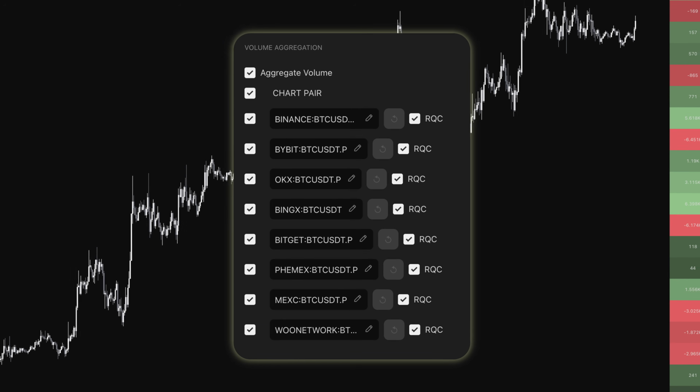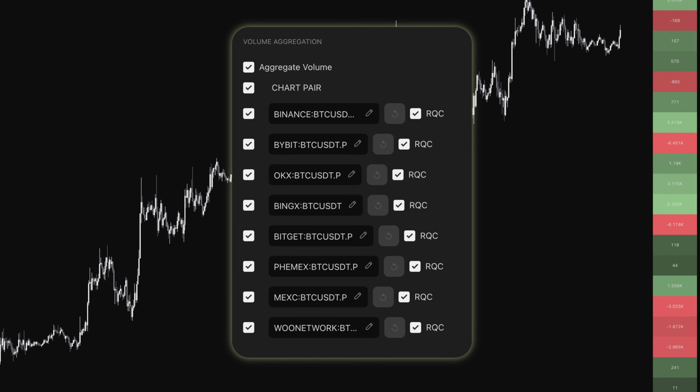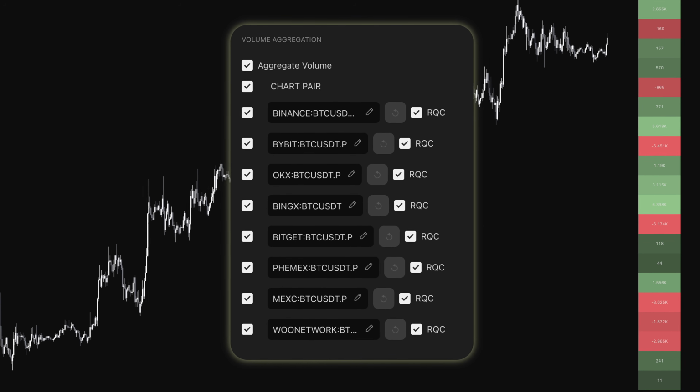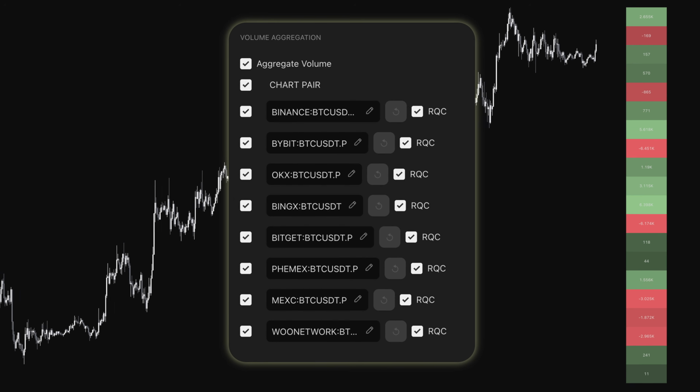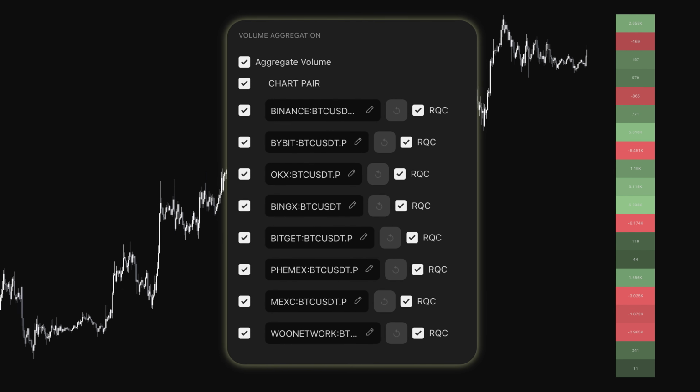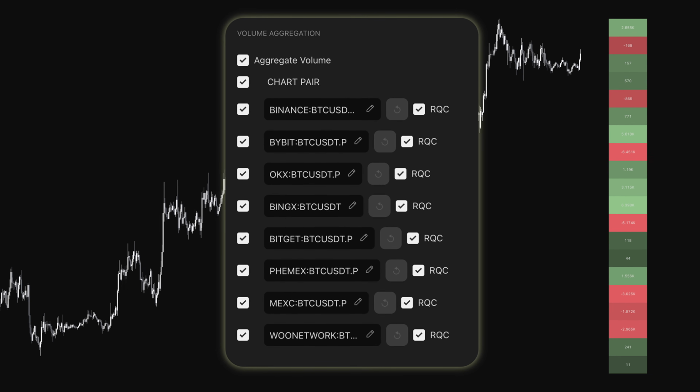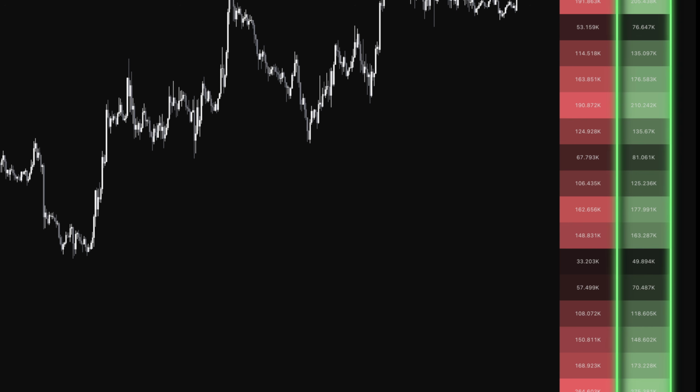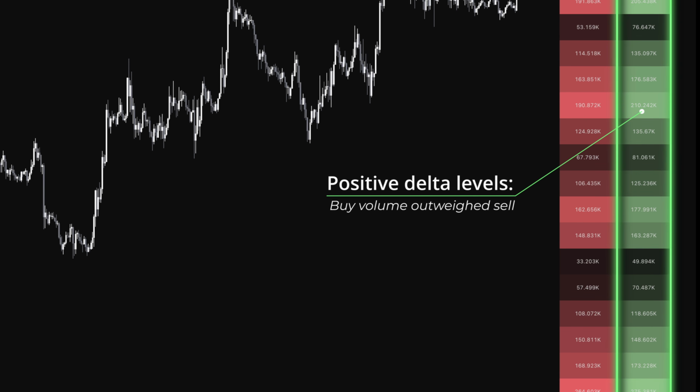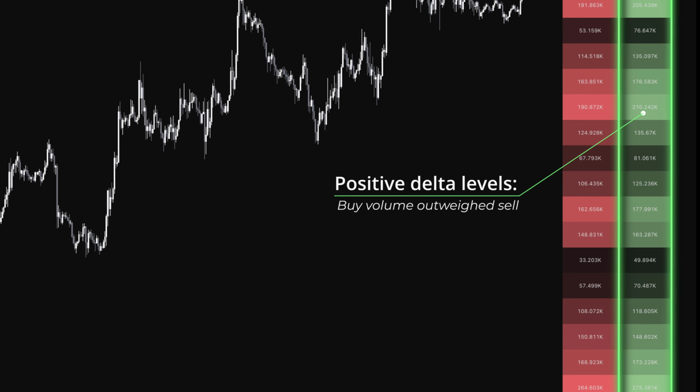On top of that, the volume aggregation panel lets you combine volume from up to 8 different exchanges into a single profile, which is meaningful for crypto traders who actually need to see consolidated flow rather than just one venue. The positive delta levels feature highlights price zones where buy volume outweighed sell volume across the visible range, giving you a quick read on where aggressive buying showed up most consistently.